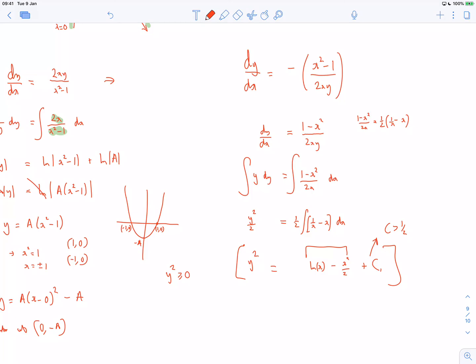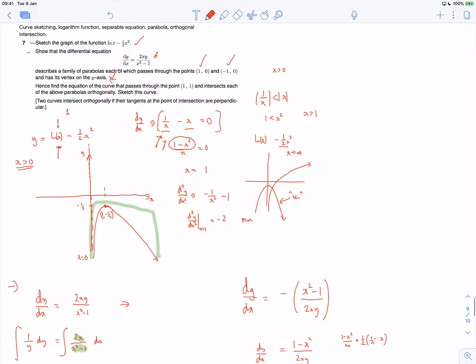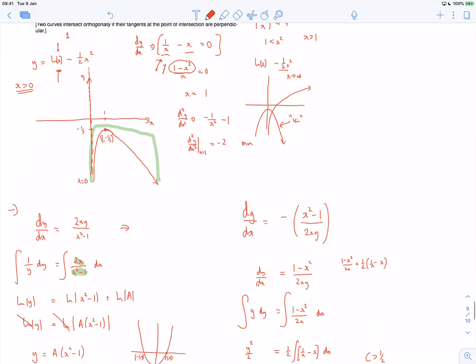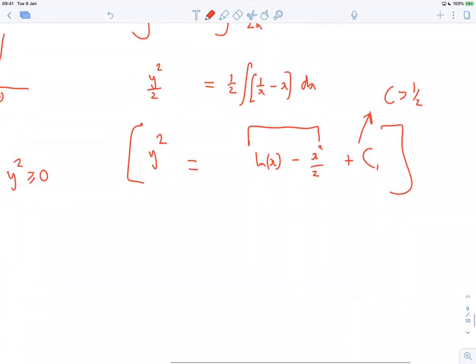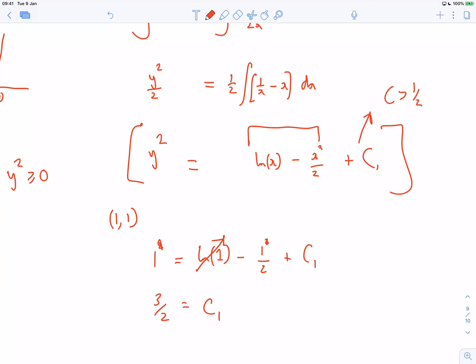And in actual fact, were we given something? I swear we were. It goes through the point 1, 1. So when y is 1, 1 squared is 1, and then ln of 1, minus 1 squared over 2 plus c1. Well, ln 1 is nothing. Minus 1 squared over 2 is just minus a half, and 1 squared is still 1. I add that over, so c1 is 3 halves.